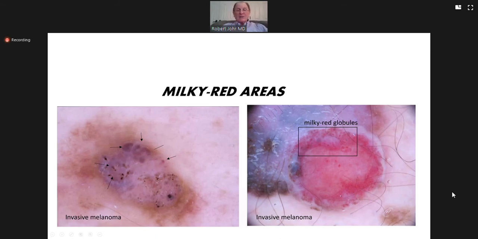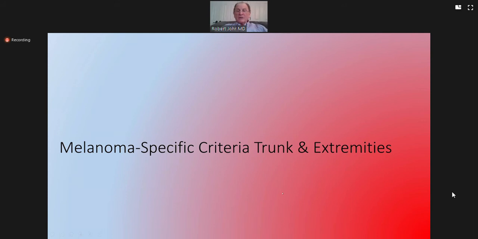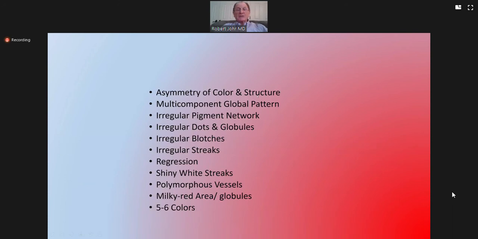So the melanoma specific criteria in the trunk and extremities, melanoma specific just means they're high risk. Asymmetry of color and structure, multi-component global pattern, irregular pigment network, irregular dots and globules, irregular blotches, irregular streaks, regression, crystalline structures, lots of blood vessels, milky red areas, and a lot of colors.